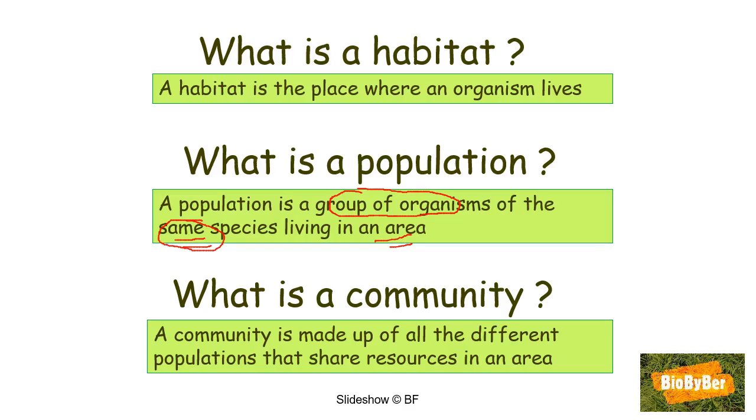Now a community is made up of all the different populations that share the resources in an area. So for example, you could have a population of rabbits in the field, as we've just said, sharing the grass in that field with a population of cows. So that makes up a community in the field. A community is made up of all the different populations, the rabbits and the cows, and they're sharing the resources in that field.